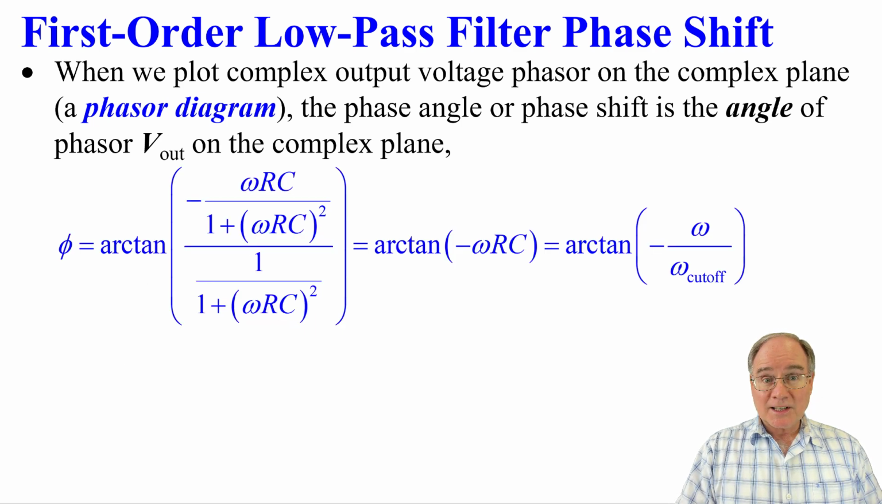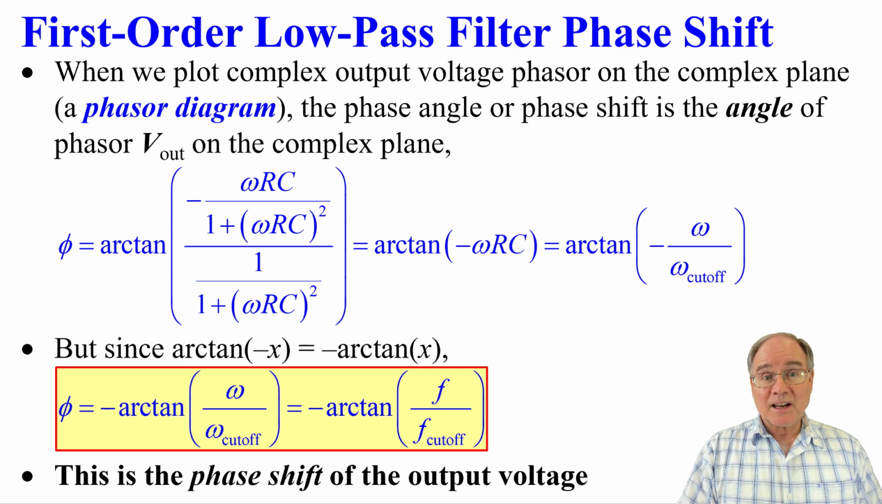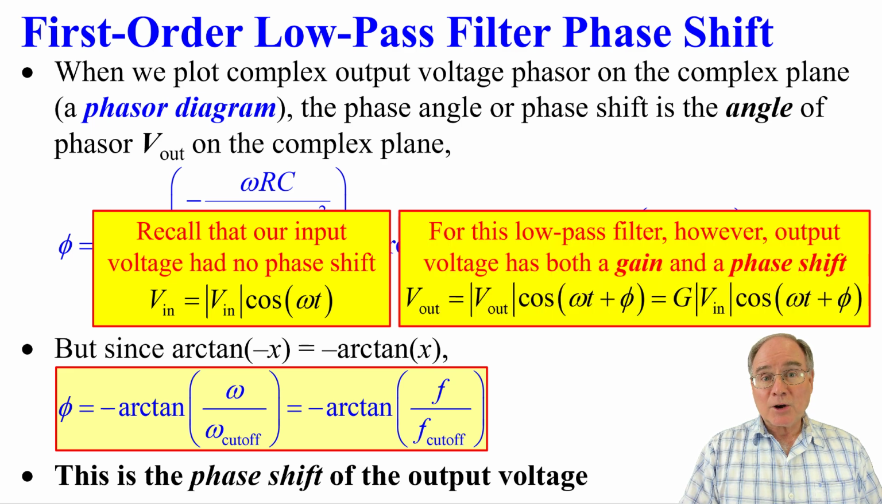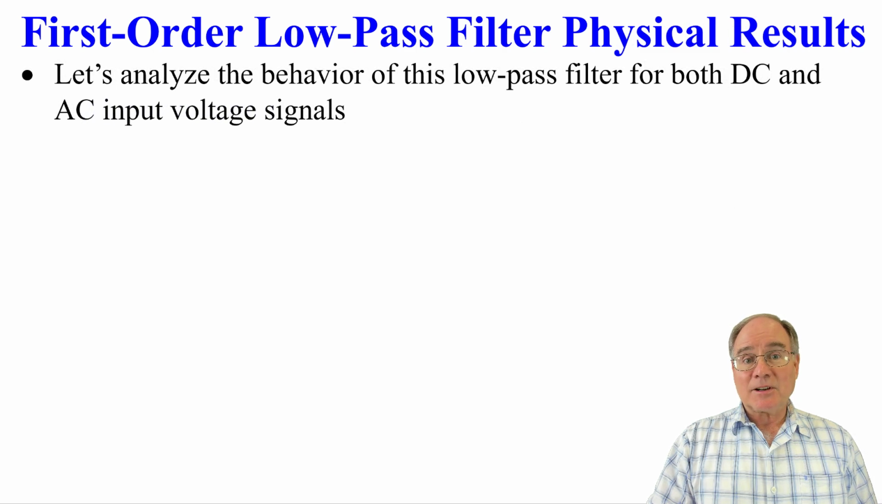Using the equations I just derived, we can get an expression for phi, which I simplify using a trig identity. This is now the phase shift of the output voltage. Recall that our input voltage had no phase shift, but when we go through the low-pass filter, the output voltage has both a gain and a phase shift.